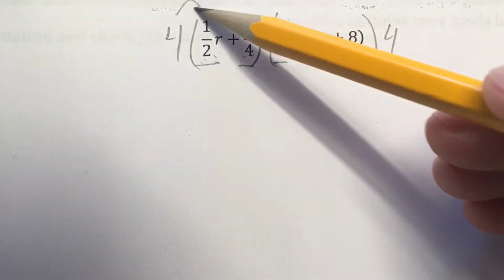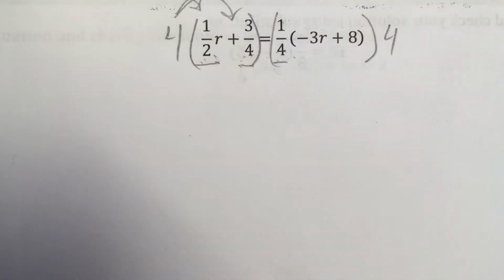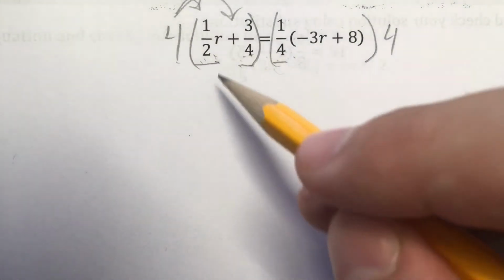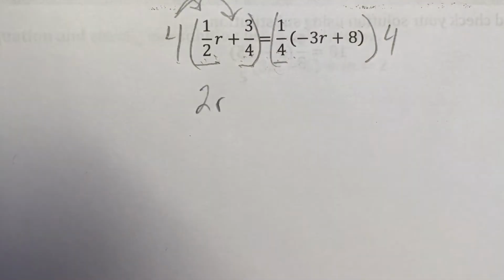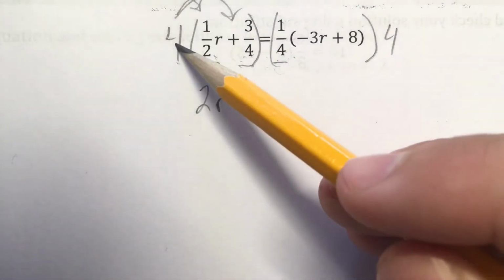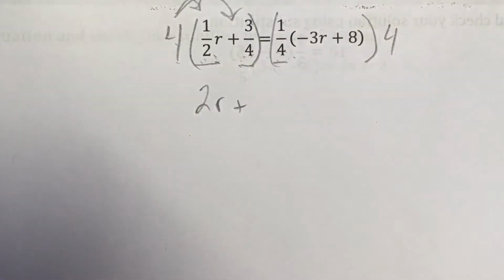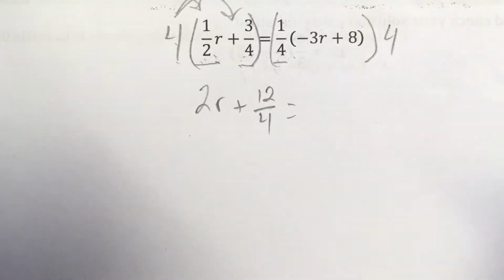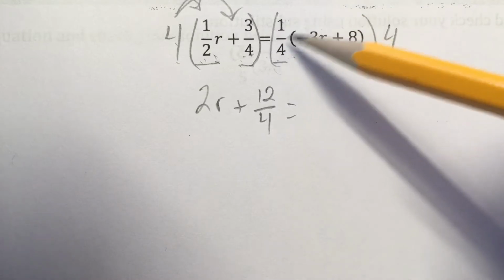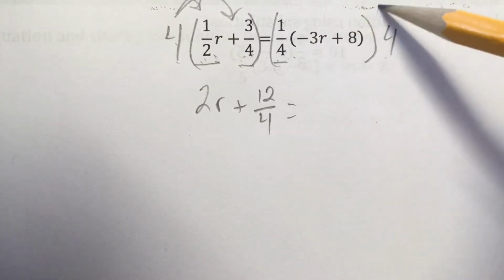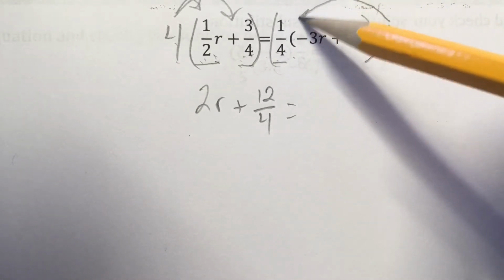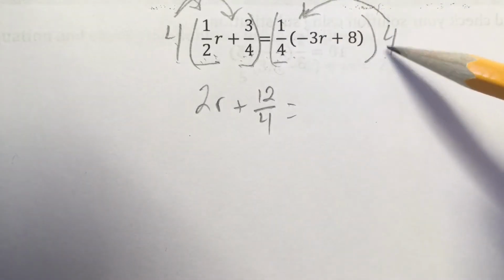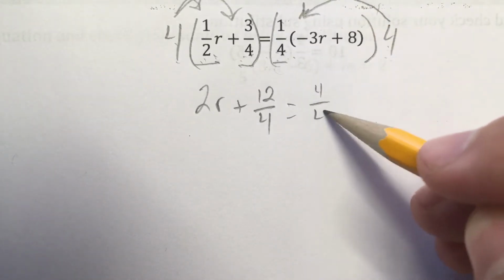So if we were to distribute this 4 to everything on the left side, 4 times 1/2 r gives us 2r, plus 4 times 3/4 gives us 12/4. Equals, on this side, we're still distributing even though the 4 is on the right, so I'm going to multiply this. 4 times 1/4 gives us 4/4.